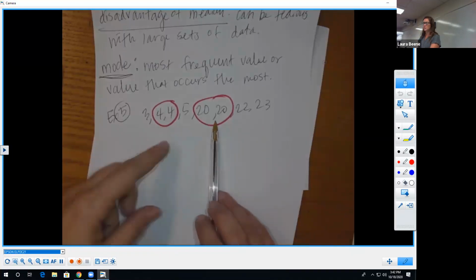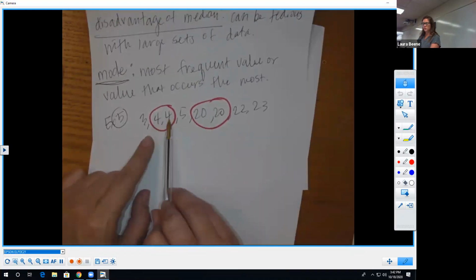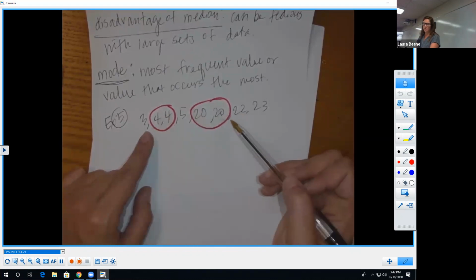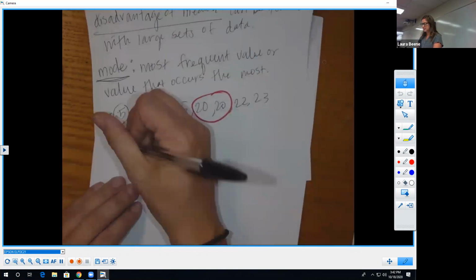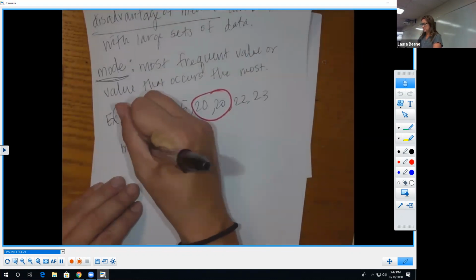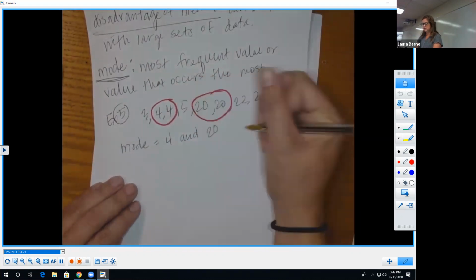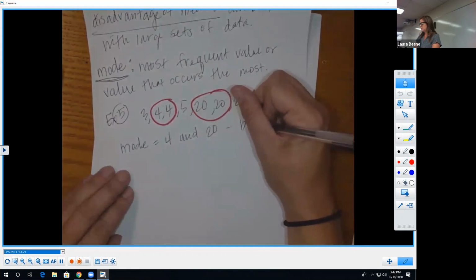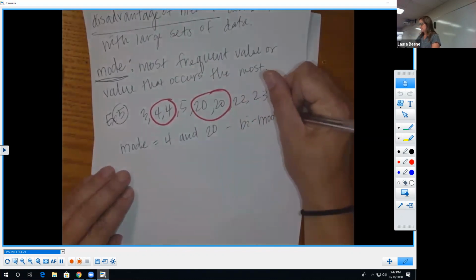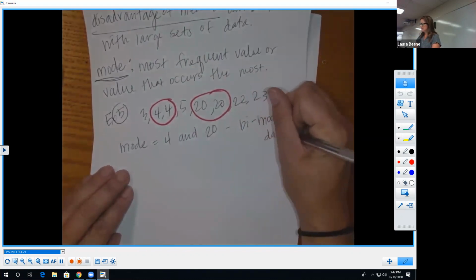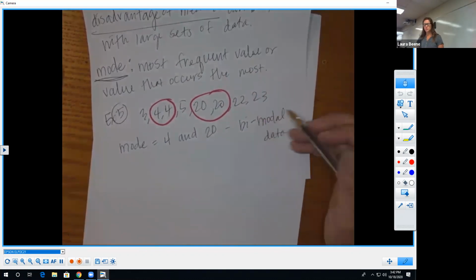In this case, I had 2 numbers that occurred twice. If I had 3 4s here, 4 would be my mode, 20 would not be my mode anymore. Okay, so I have 2 modes. I have 4 and 20 are my modes. This is actually called bimodal data. And the reason why it's called bimodal data is because it has 2 modes. Bi means 2.